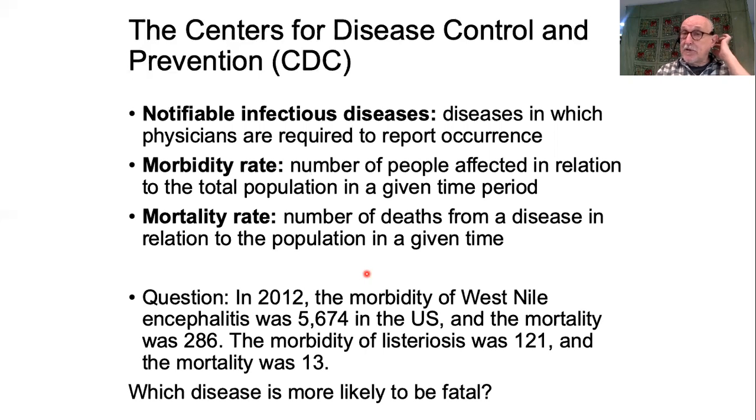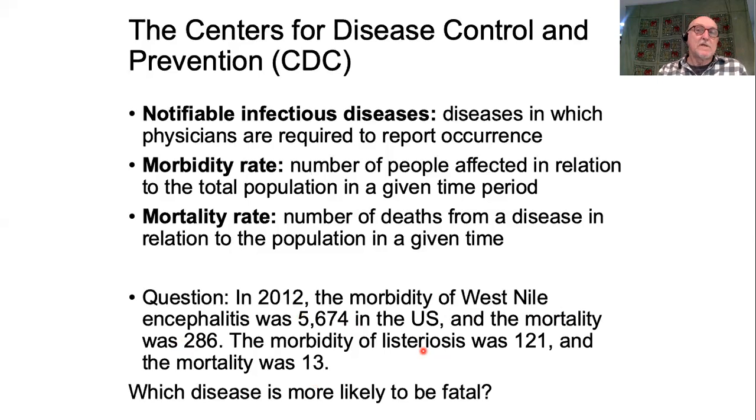And West Nile disease can produce a particular disease syndrome called West Nile encephalitis. And there is a mortality risk associated with the morbidity. It was 5,674 cases in the United States in 2012. So that was the relative morbidity. And mortality was 286 cases. There is another disease which is really endemic, and this is a disease called listeriosis.